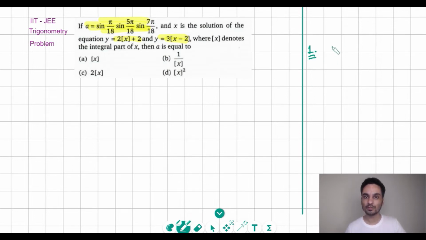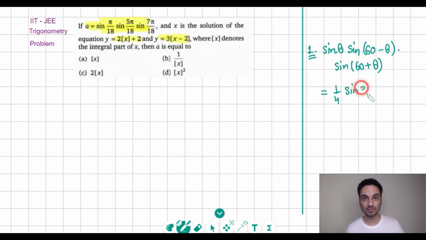The first one: if we write pi over 18 in terms of degrees, pi is 180 degrees, over 18, that means 10 degrees. So the expression will change to sine 10 degrees, sine 50 degrees and sine 70 degrees. The first formula or concept that we'll be using here is that if you have sine theta times sine 60 minus theta times sine 60 plus theta, then this expression is equal to 1 over 4 times sine 3 theta.